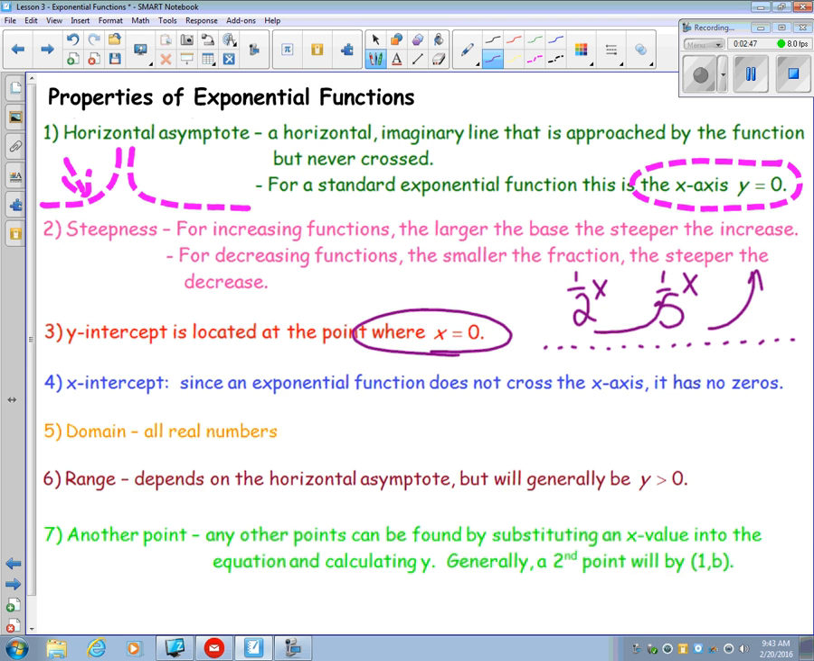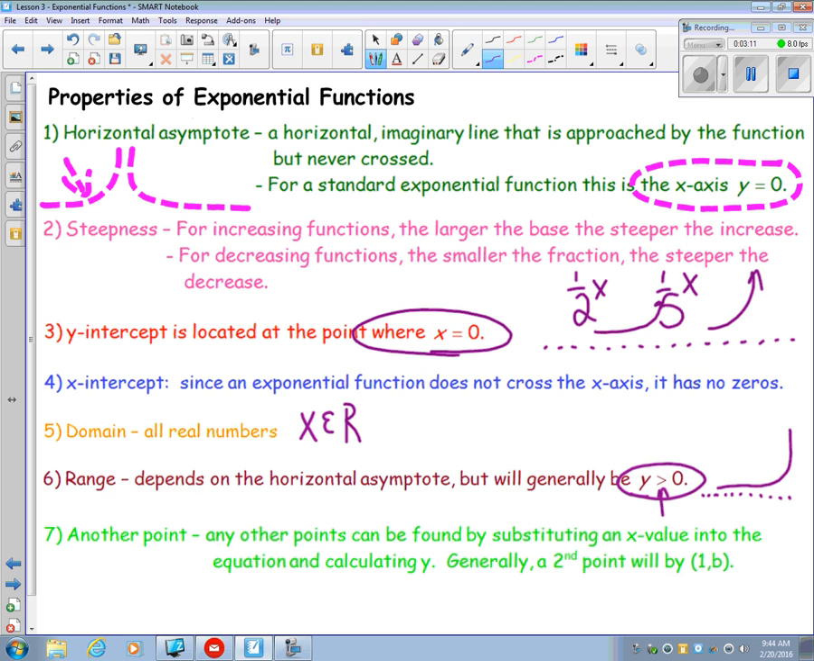Exponential functions, their domain is always all real numbers. Okay, that won't change. These things go left and right forever and ever and ever. Our range, okay, it depends on our horizontal asymptote. But generally it's going to be y is greater than 0. Why is that? Well, that's our horizontal asymptote normally. And again, remember our objective is we come down to, but we never touch it. That's why there's no equal sign right here, just a greater than sign.